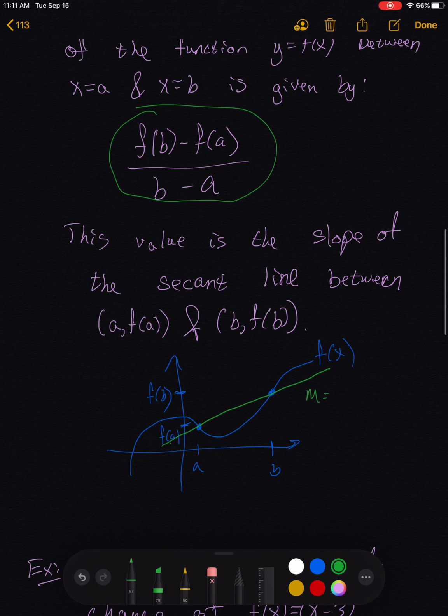So m would be the difference in the y's, f of b minus f of a, over the difference in the x's, b minus a. And again, this line we call a secant line.